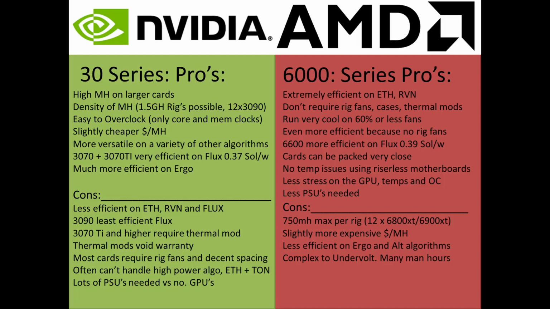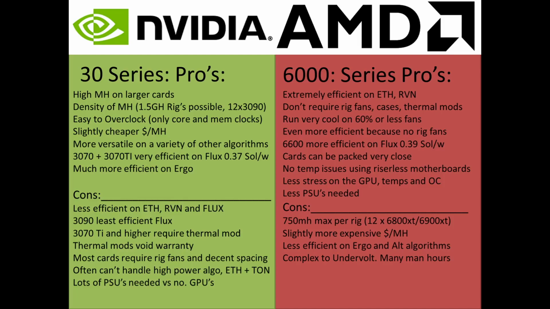Moving on to the cons for the 6000 series. I mentioned before the 750 mega hash is pretty much the max for the rig, which is half the max for a 30 series rig. Just 12 of 6800, 6800 XT, or 6900 XT.